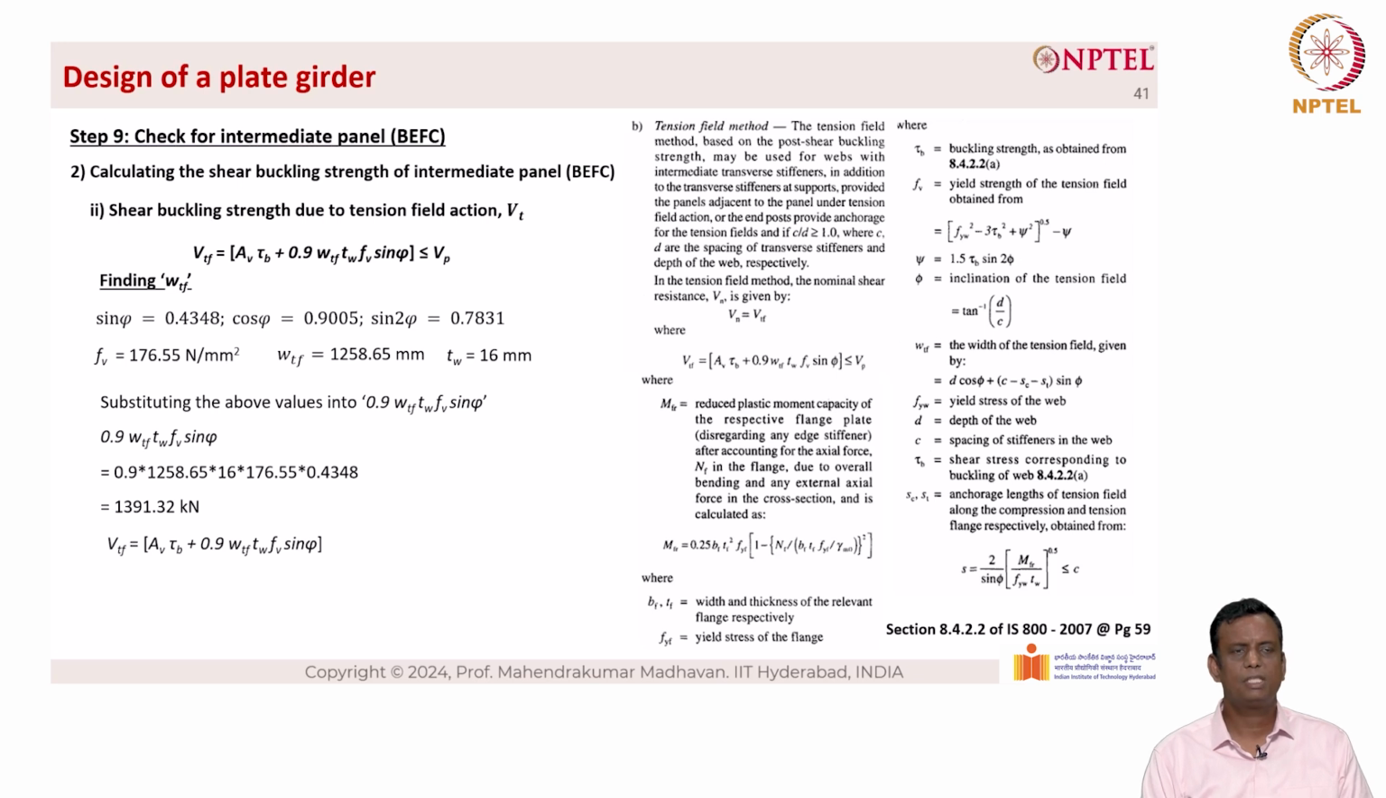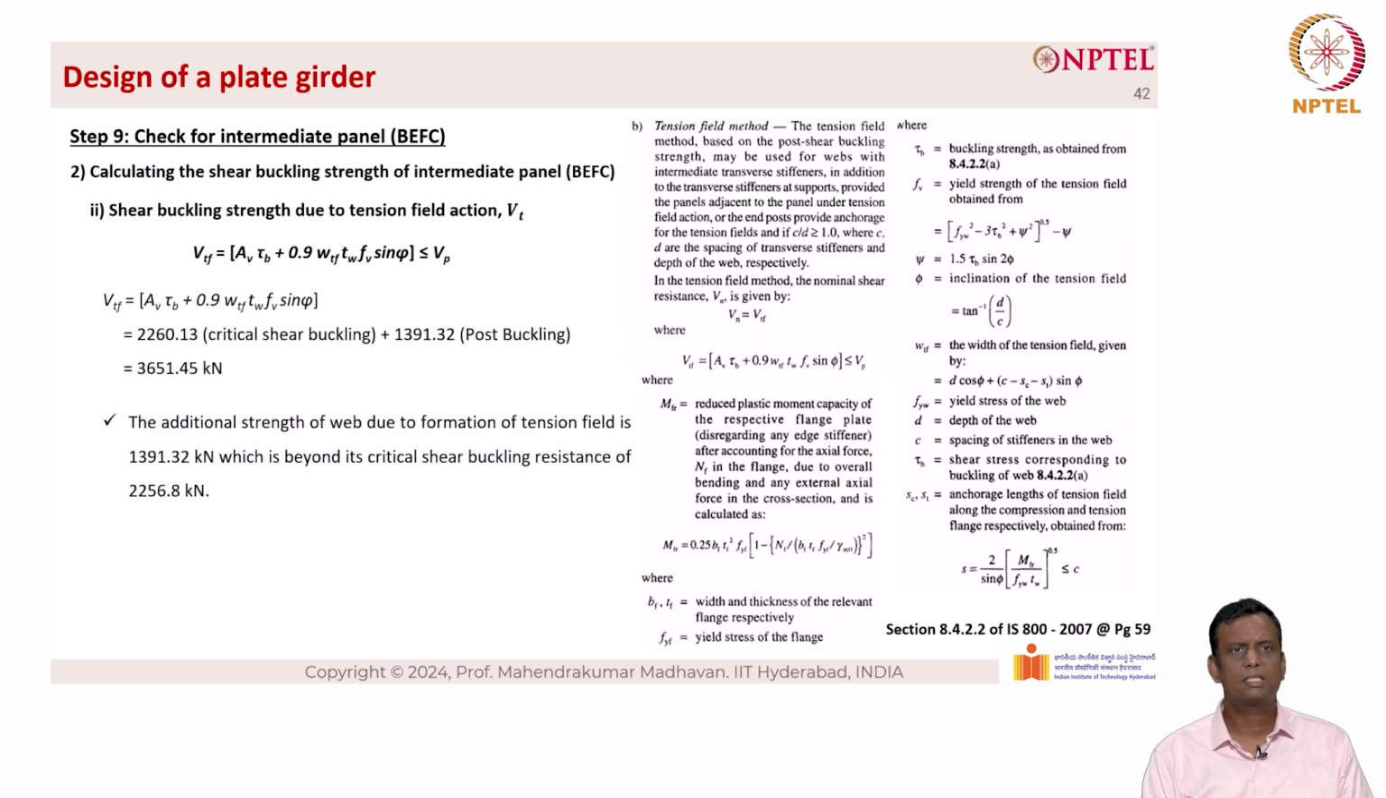So VTF is equal to AV into tau B, which we have already found out, plus 0.9 into WTF into TW into FV into sin phi, which is given as 1391.32. So 2260.13 is the critical shear buckling, which is AV into tau B, and the next component is 1391.32, which is the post-buckling reserve capacity as a result of tension field action. So the total shear capacity is 3651.45 kilonewton.